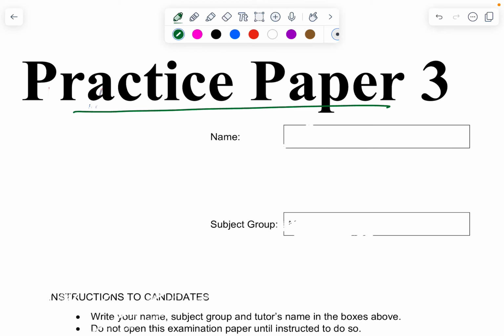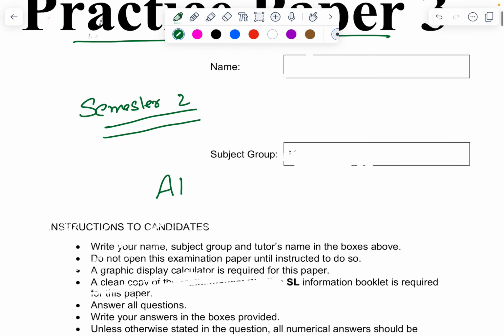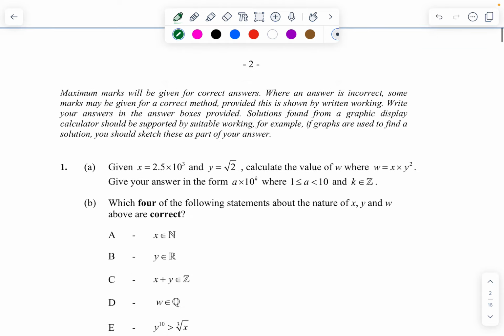Welcome. This is practice paper 3 for the upcoming semester exam 2 review for AISL. So let's start. Question number 1.